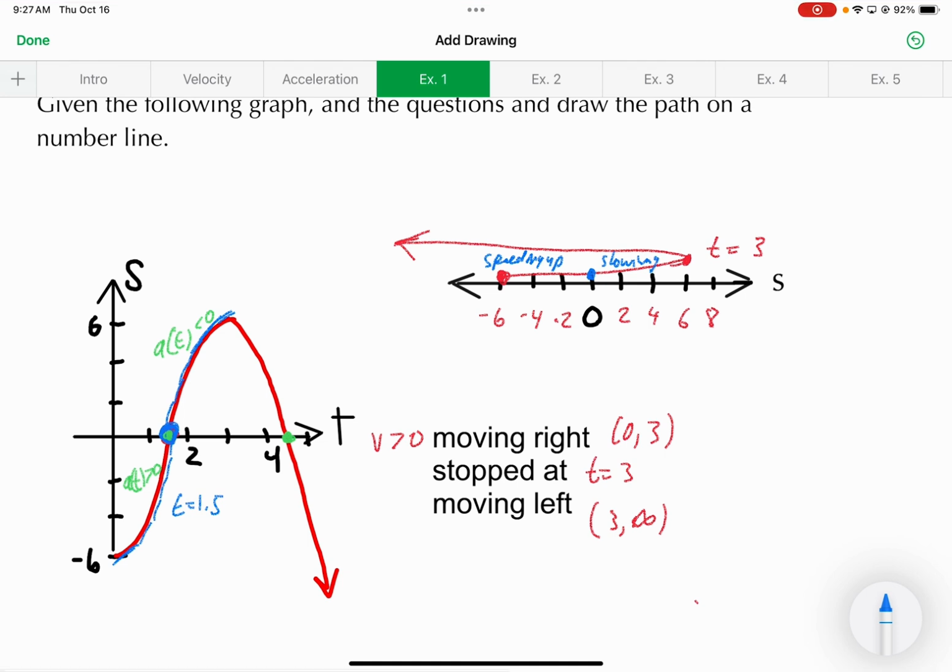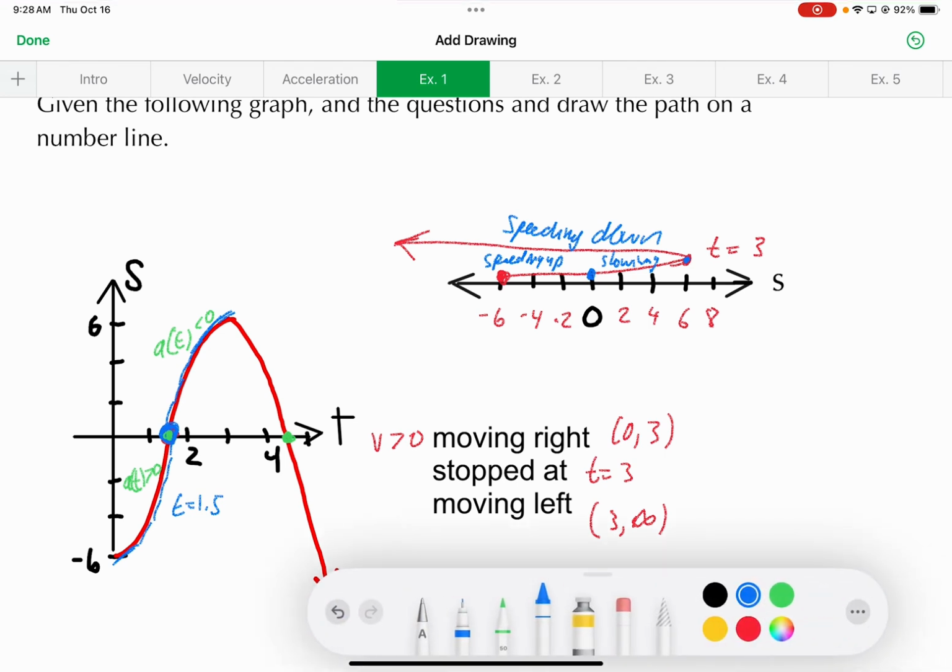Okay. I tried to draw it where it's lifting off the x-axis there to kind of indicate that it's slowing down. Okay. But then once I hit this apex here, now it is speeding up on the top part of our path along that number line. Or I said speeding down. That's crazy. Speeding up.